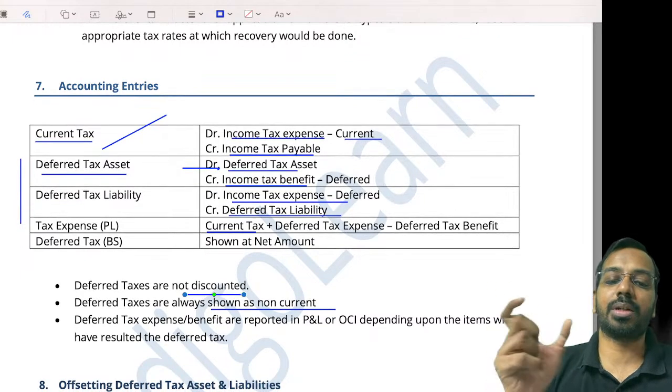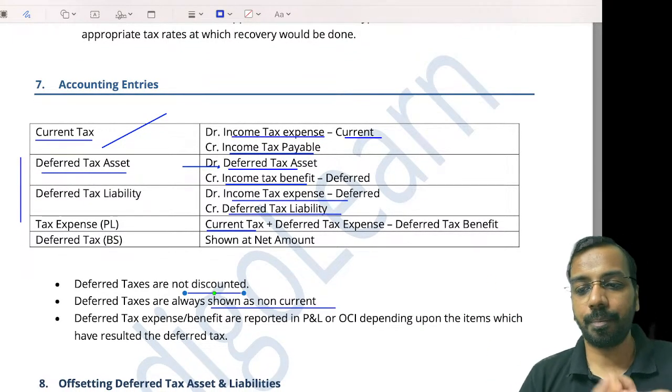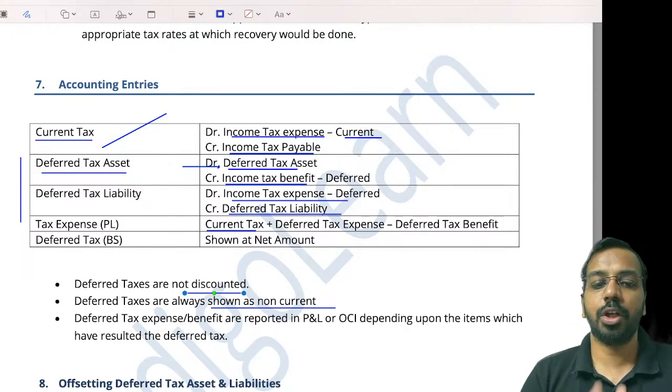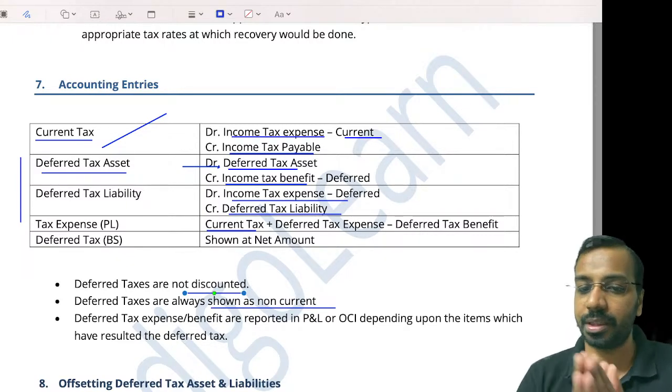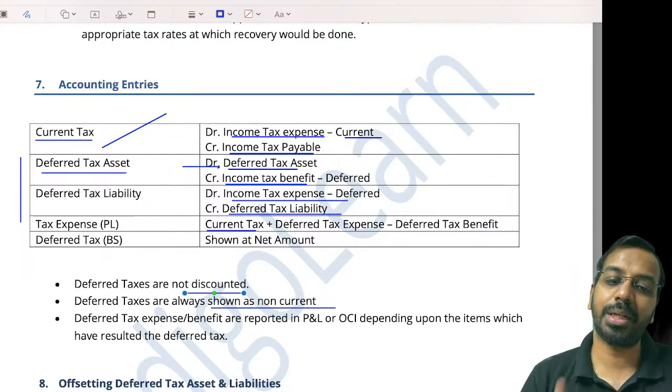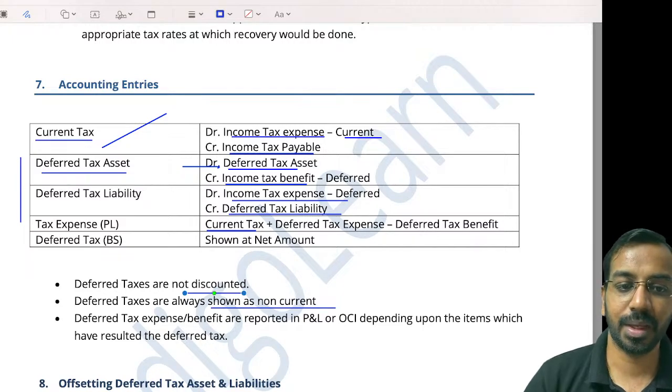Sir, where to report deferred tax? Depending on what is the item. So, if it is a P&L item, you will report the expense and benefit in the P&L. If it is an item pertaining to other comprehensive income, you will report in that particular aspect. Okay.